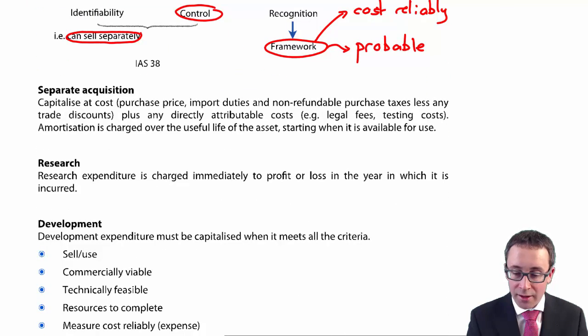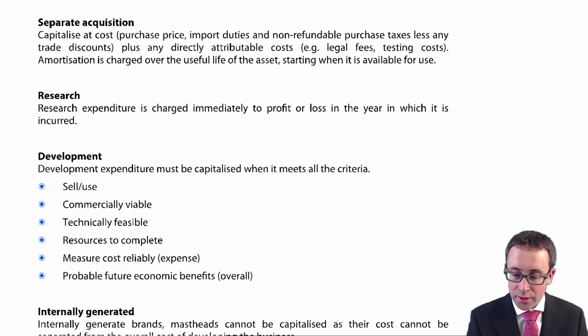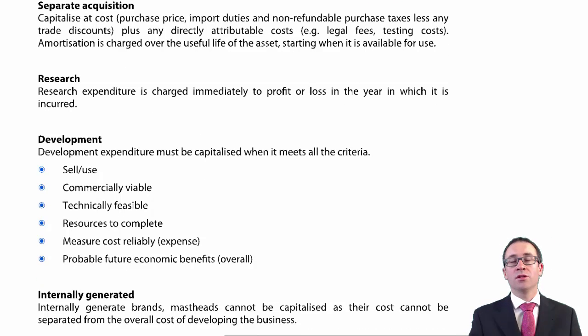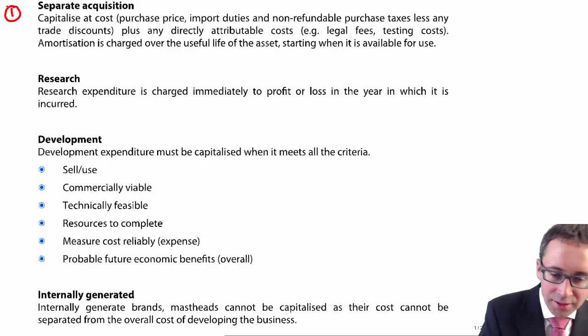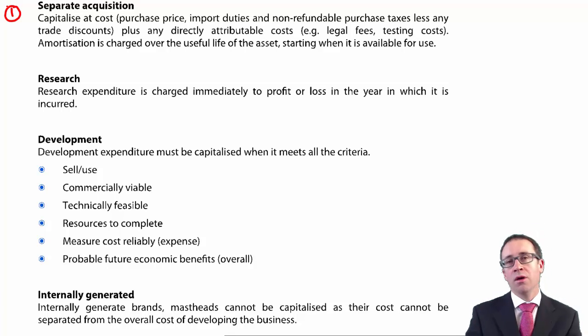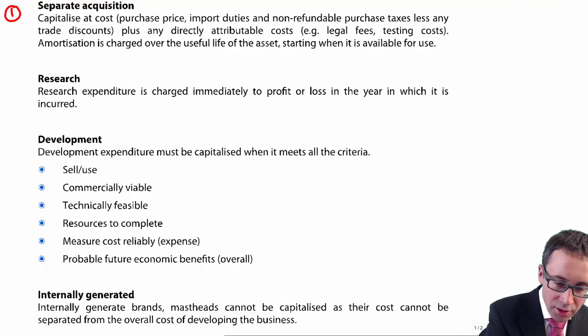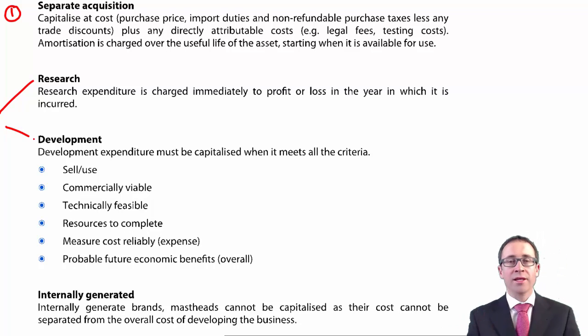What we need to go through and do now is just start to think about things a little bit more specifically, and the three areas to look at with regards to intangibles. Okay, so the three scenarios, if you like, that could appear within the exam. The first one that you've got there is the separate acquisition of an intangible. So you buy a patent or you buy a license. Okay, how do we treat that within the financial statements?